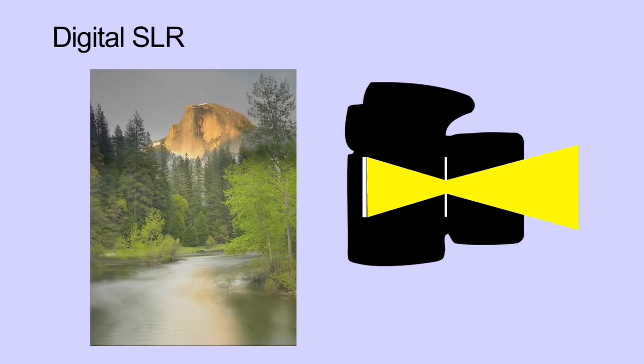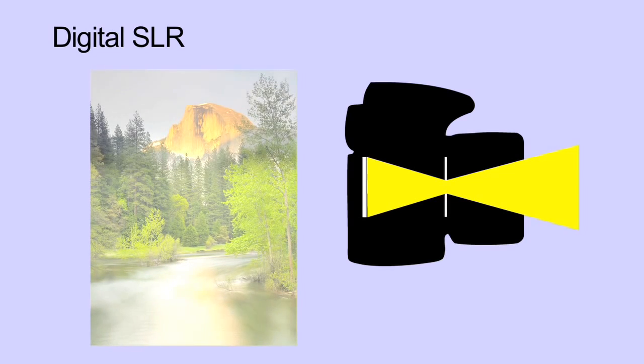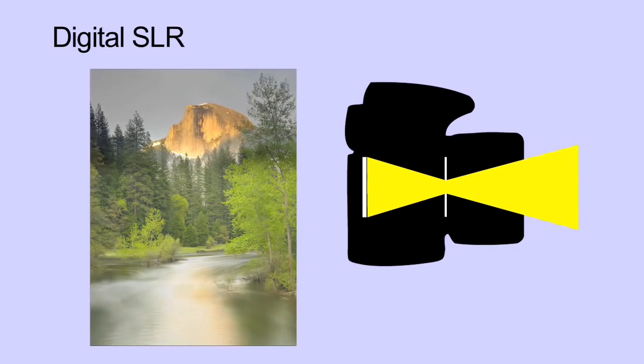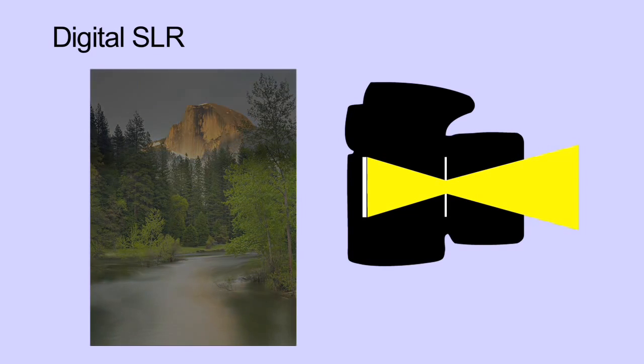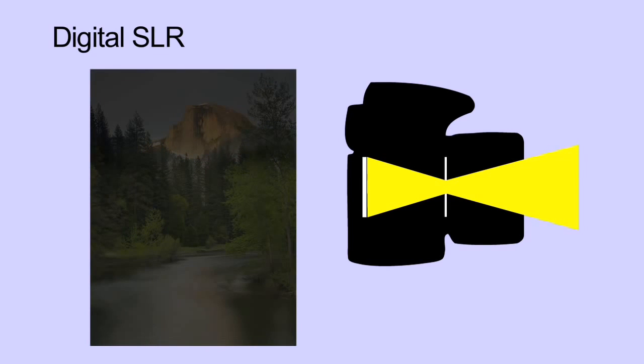This is called shutter speed. Our goal is to get the right amount of light onto the sensor. This is known as the exposure. Too much light and the photograph is overexposed and very bright. Too little light and the photograph is underexposed or very dark.